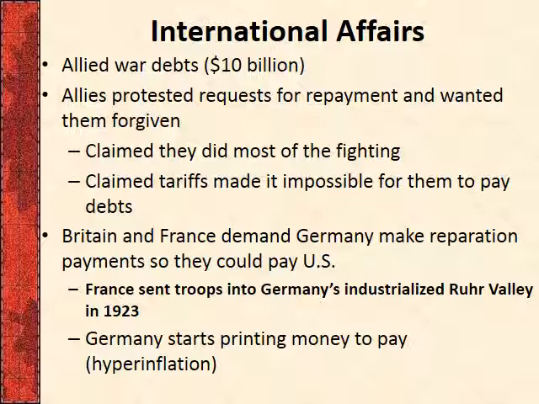Germany says, well, no, we're not going to do that because our economy's hurt even worse than yours. And, you know, we're not the only ones that started this war. France, in response to this, sends its troops into Germany's industrialized Ruhr Valley in 1923. That's where most of the coal deposits and most of the big factories in Germany were located. And they operate like an occupying force until they got their payment.